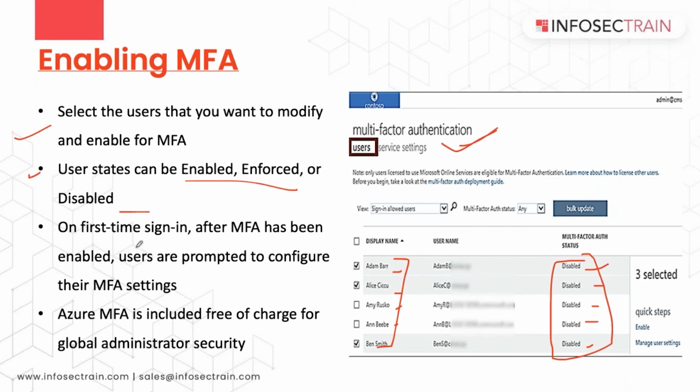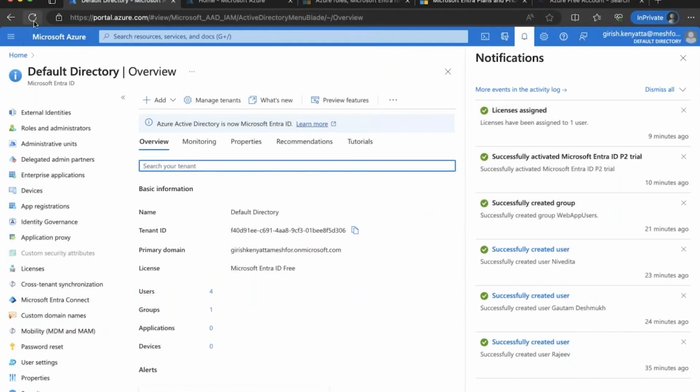Then, on the very first sign-in after MFA has been enabled, users are prompted to configure their MFA setting, which we'll be seeing. And MFA is included free of charge for the global administrator security over here. So we are going to have this particular enabling of MFA as well.